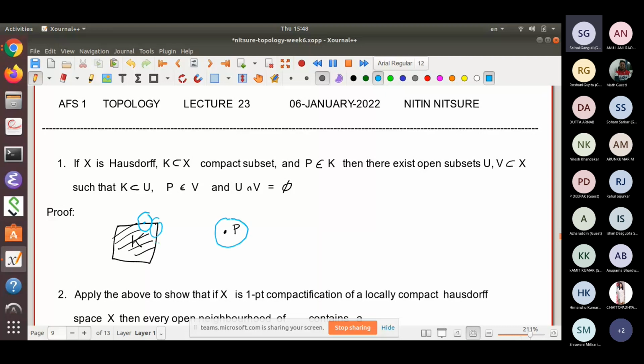But finitely many of these open neighborhoods cover K. And I take the intersection of the corresponding finitely many neighborhoods, the intersection here, of the V_i's, let's call them V_i's. And these are the U_i's. The intersection equals V, and the union of the U_i's equals U. And these are finitely many.